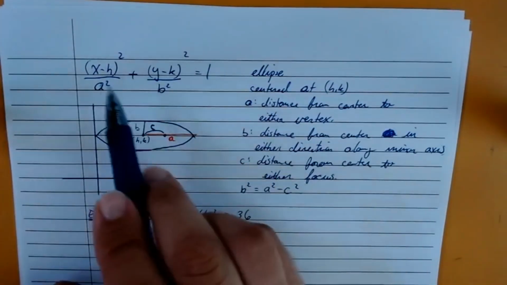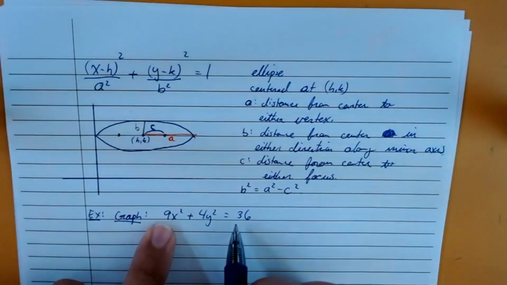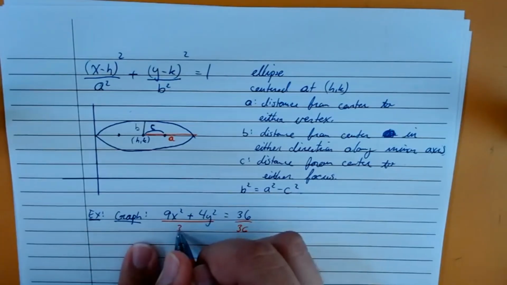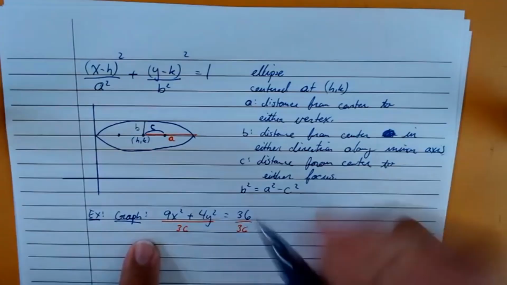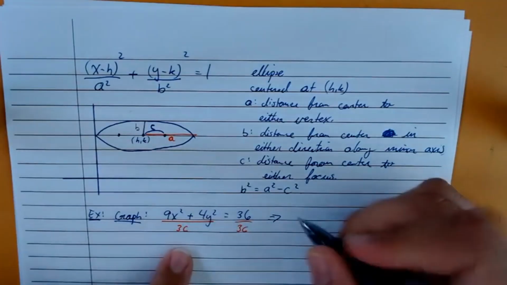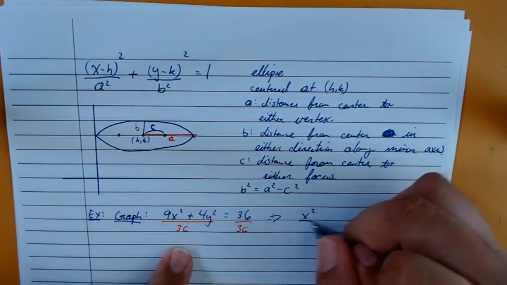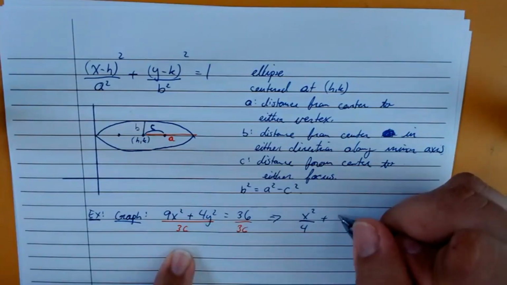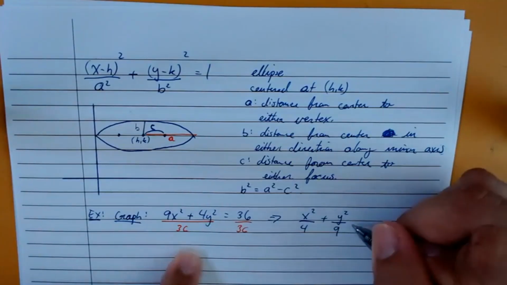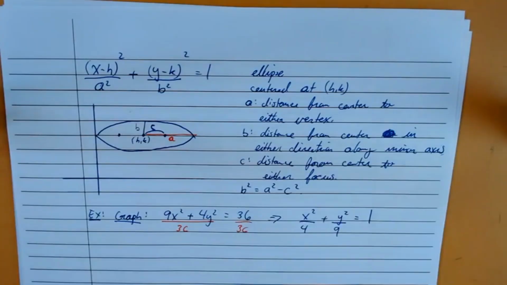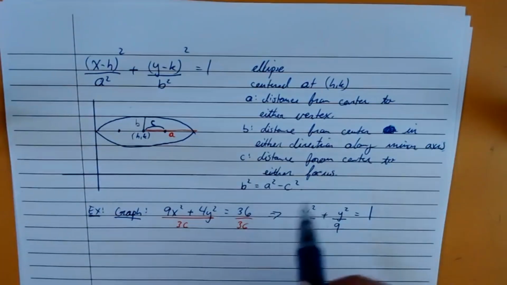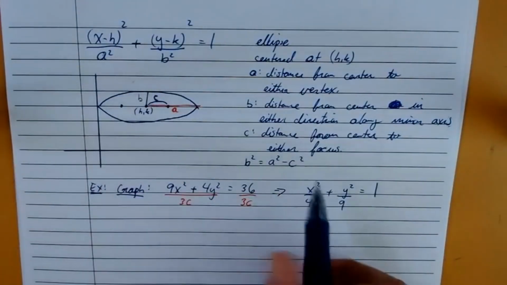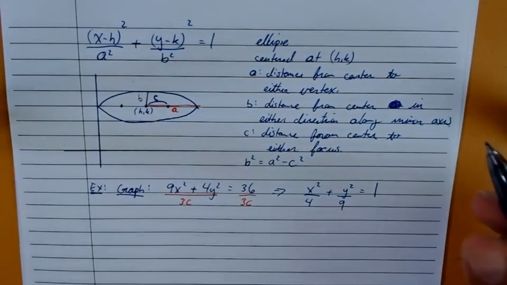Note that an ellipse always has this equation equal to 1, so let's begin by dividing both sides by 36. This gives us 9 divided by 36, that's 1/4. So that'll give us x squared over 4 plus 4 over 36, that's 1/9, so y squared over 9 equals 1. And there we go, that's all we need. We now know that since nothing's being subtracted from x or y, there is no h or k, so we know our center is at the origin.